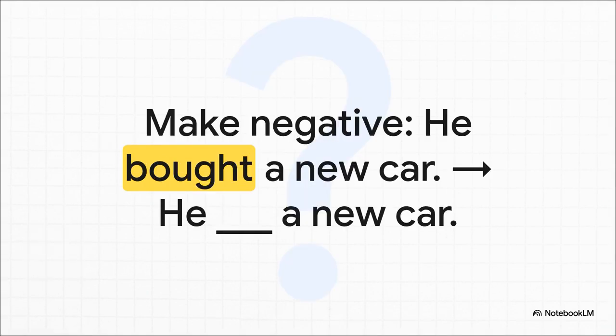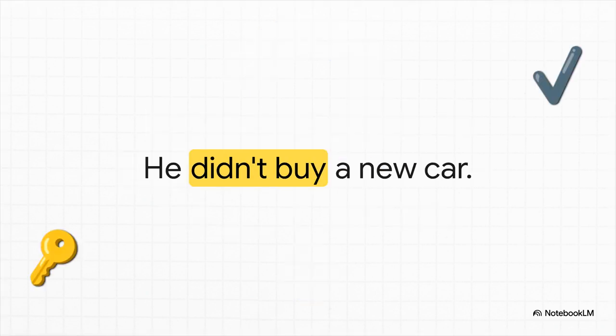Nice one. Okay, next up. He bought a new car. How do we make that negative? Remember our universal key. How does it work here? Of course, he didn't buy a new car. Our key, didn't, does the work. And look, the rebel verb bought snaps right back to its original base form, buy.